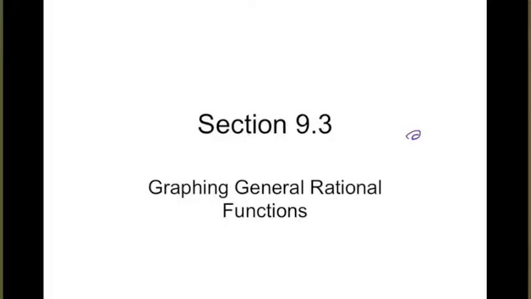Yesterday we talked about graphing what the notes called, or the book's called, simple rational functions. And I said it doesn't necessarily mean easy, is what the word simple there is going for, but that is just first powers of x. Today it says graphing general, so that means that we could have any powers of x showing up in these.